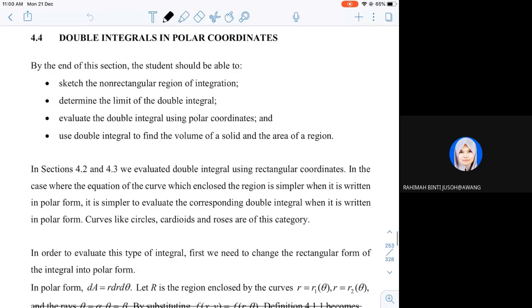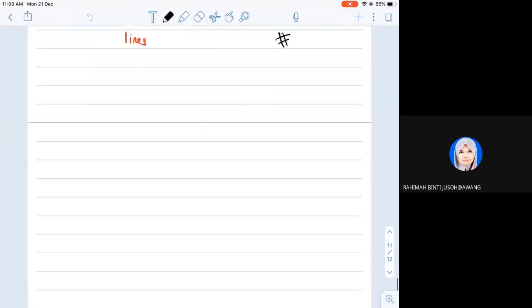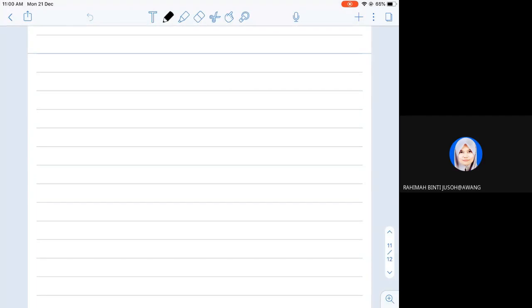All right, so 4.4 is double integrals in polar coordinates. Oh, before that, sorry guys, we have to discuss reverse the order of integration. This is also important.